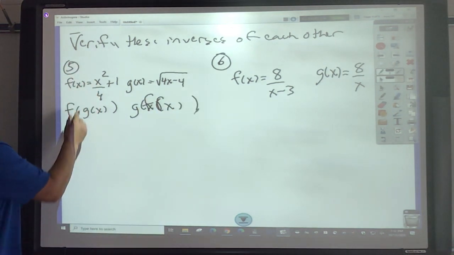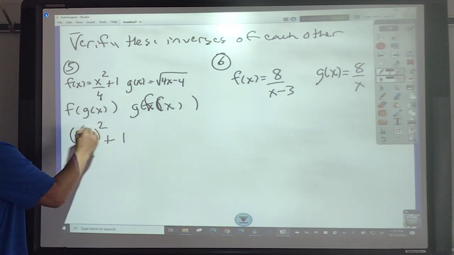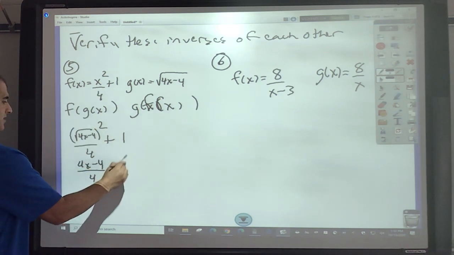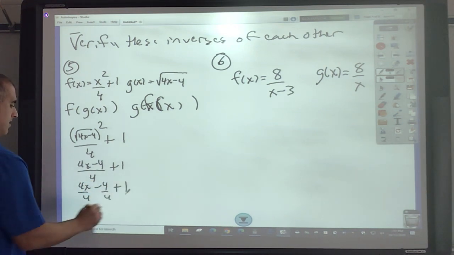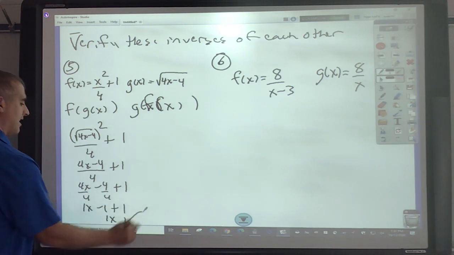All right, so if I start with f and put in my square root of 4x minus 4, squaring a square root will get rid of that. And then this division here means they're both divided by 4. That would be 1x minus 1 plus 1. These cancel out, I'm left with 1x, so that's good.